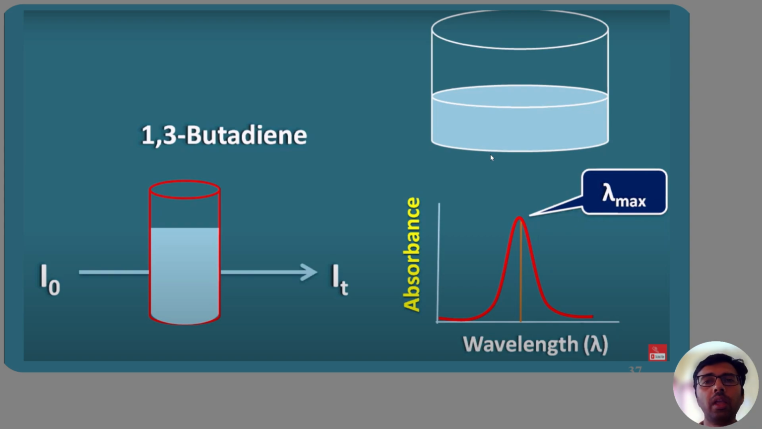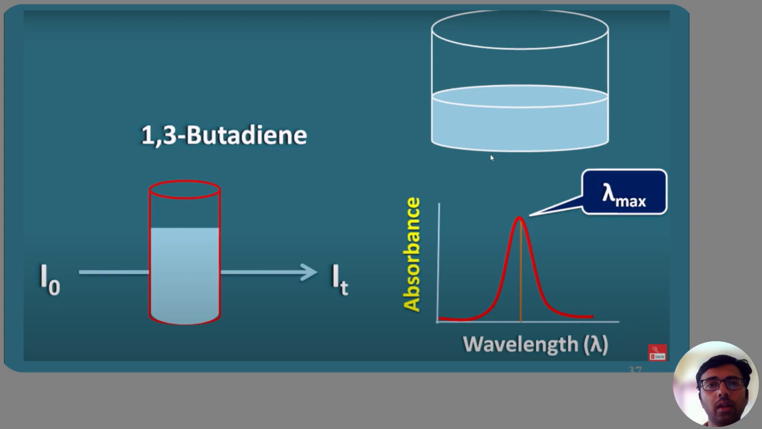Let us begin with a standard absorption experiment. When an incident beam of light denoted as I0 passes through a sample cuvette, only part of that light emerges. This transmitted intensity is represented as IT. If we calculate absorbance and plot it against wavelength lambda, we obtain an absorption spectrum.